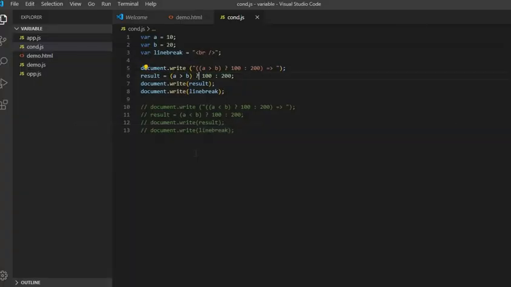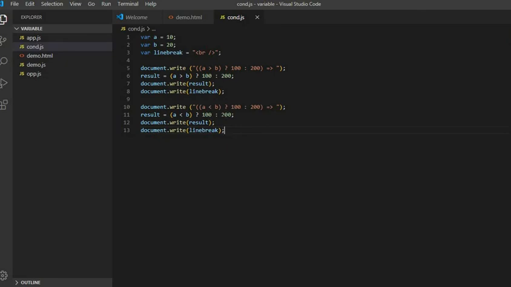Next, we'll reverse this condition. We will use less than instead of greater than. So here, the condition a is put first. A is less than b, so 10 is less than 20. So it will print 100.